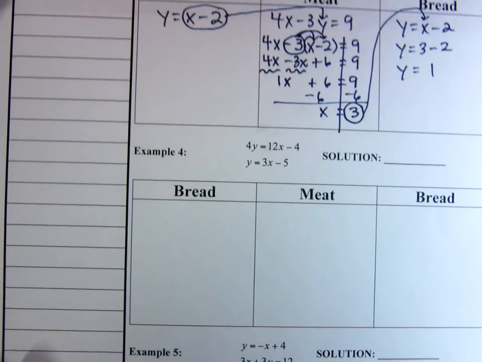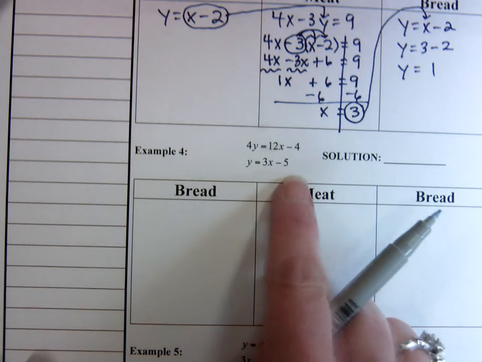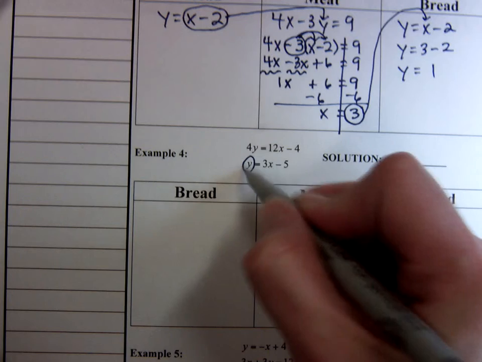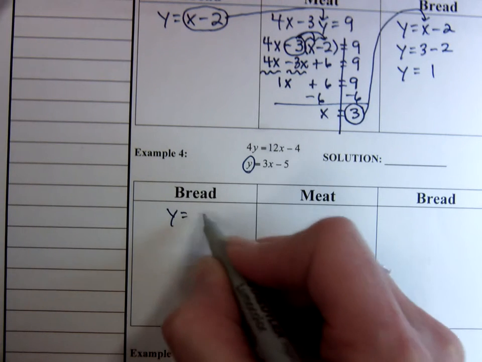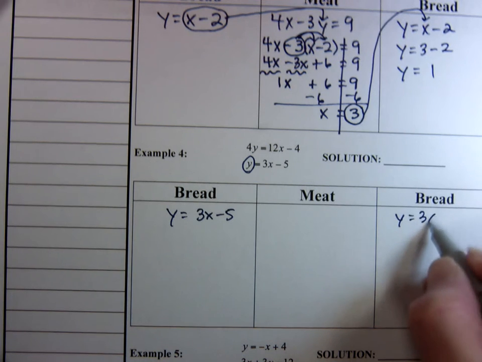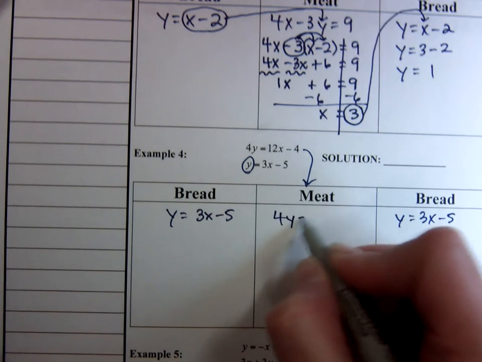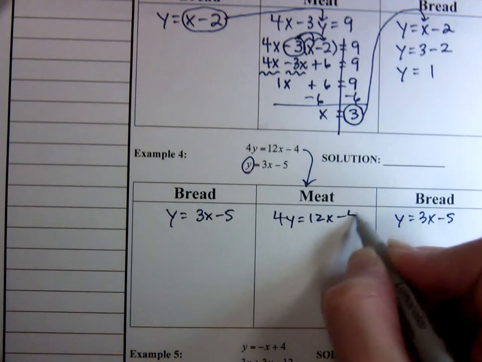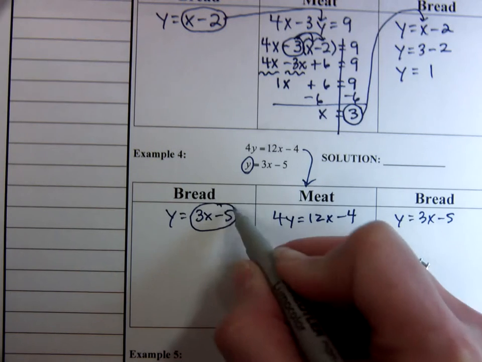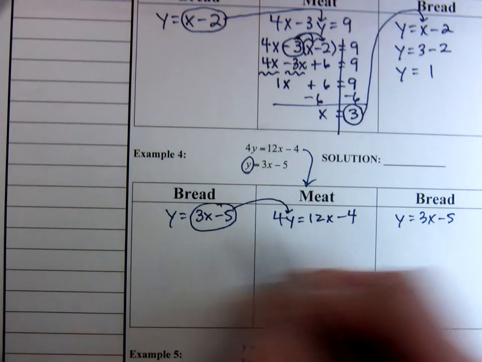On this example, we see 4y equals 12x minus 4 and y equals 3x minus 5. What's the bread? The bread's the single variable. Y equals 3x minus 5. Put that in both bread columns. Then put your meat in the middle column. Take whatever your bread is equal to and plug it in for the bread. You've got y equals, so we're putting it in for the y.